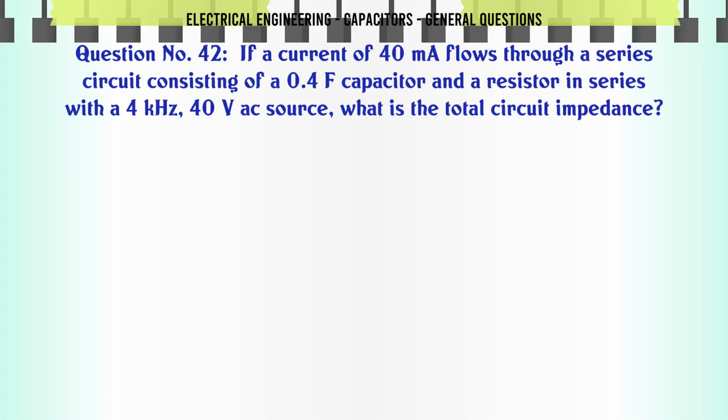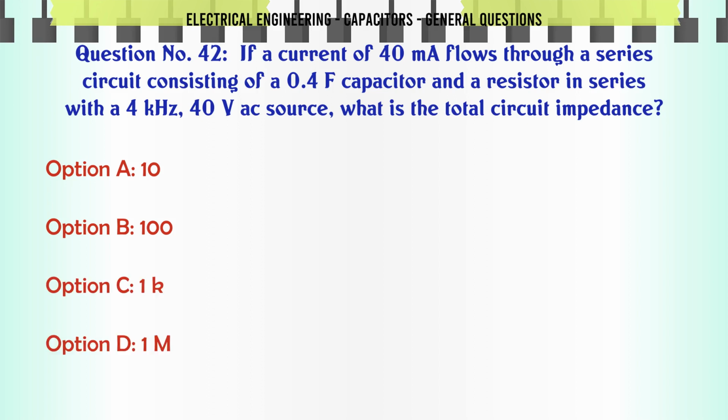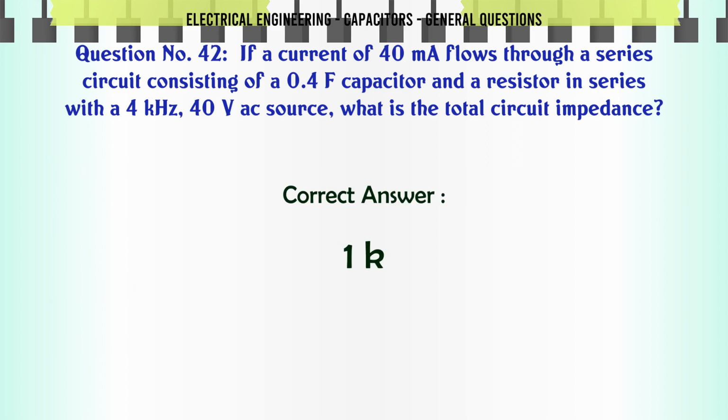The correct answer is 36.8. If a current of 40 mA flows through a series circuit consisting of a 0.4 F capacitor and a resistor in series with a 4 kHz 40 V AC source, what is the total circuit impedance? A, 10, B, 100, C, 1K, D, 1 M. The correct answer is 1K.